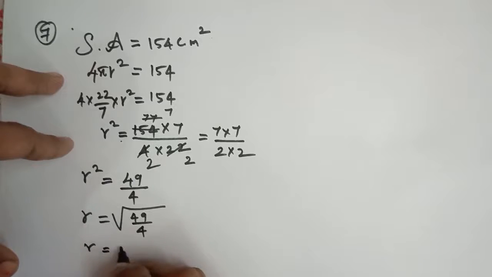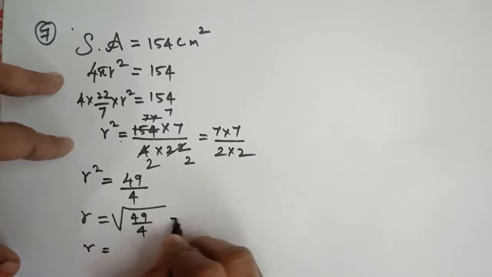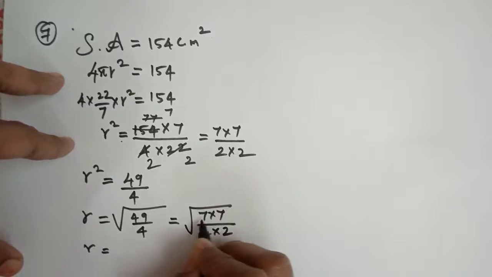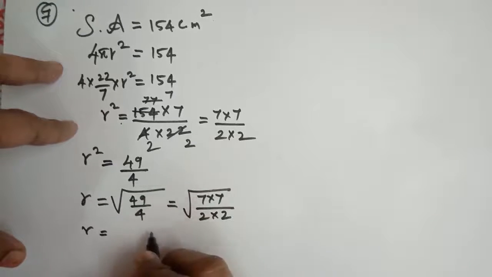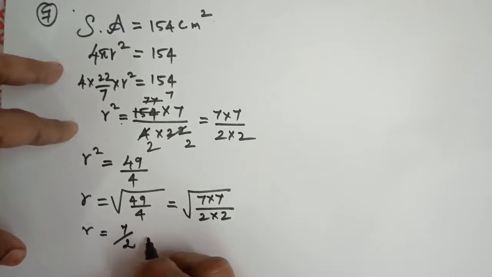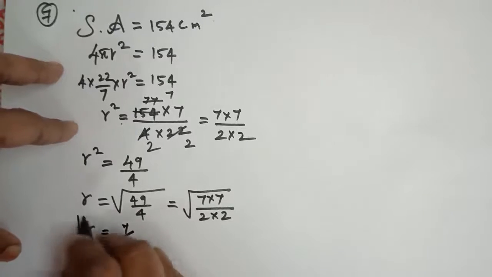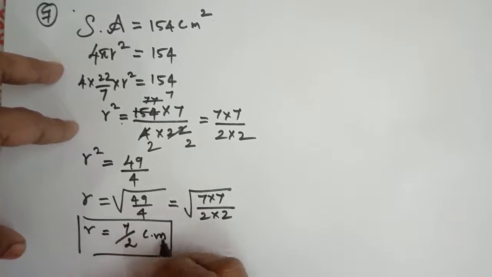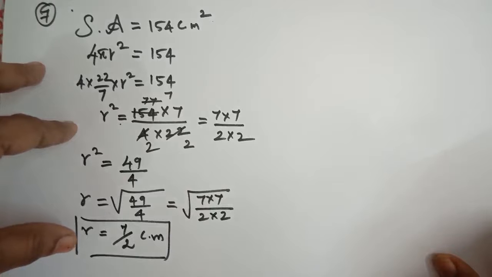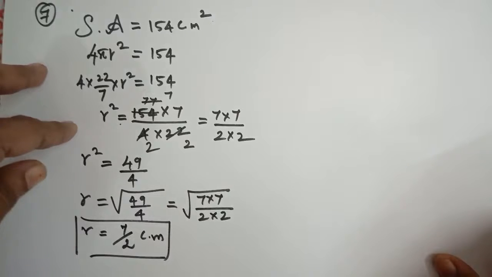Therefore r is equal to 7. This is 7 into 7 divided by 2 into 2. Take one 7 out of these two 7s, then you can get 7 by 2 centimeter, that is equal to 7 by 2 centimeter. Is it clear? Then find the volume of a sphere whose surface area is 154 centimeter square.